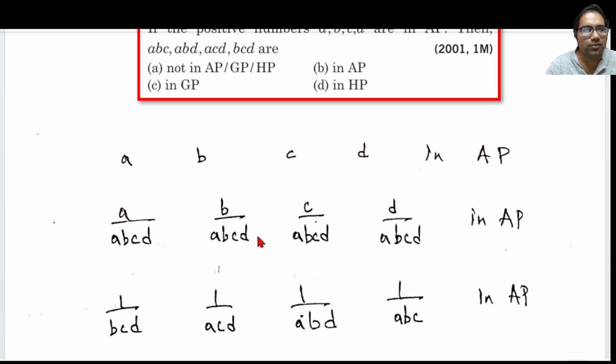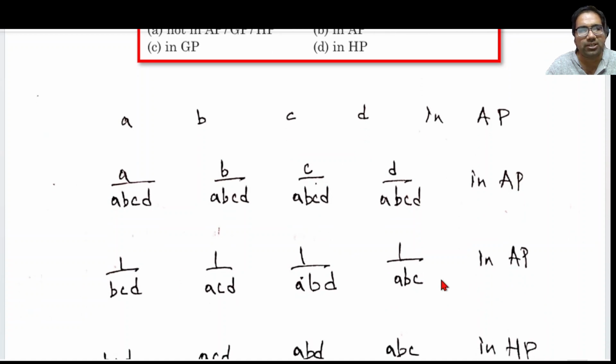Now, what will happen to this number? B minus A over ABCD, that is k over ABCD. Just the common difference changes, but these four are still in arithmetic progression. What does that mean? 1 by BCD, if you cancel A, and B cancels here, this becomes 1 by ACD, this becomes 1 by ABD, this becomes 1 by ABC. These are in arithmetic progression.